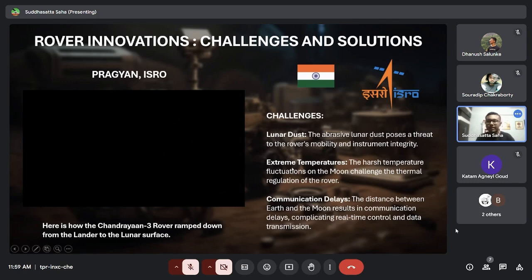Then there are communication delays, as expected, because the distance is very large, and that results in sudden delays, and then sometimes the mission goes off, sometimes it switches on again. These are very difficult aspects to address, because in real time, if you fail to communicate with the rover, then you will lose leads about the planet you are exploring. So you need to have very robust communication systems.